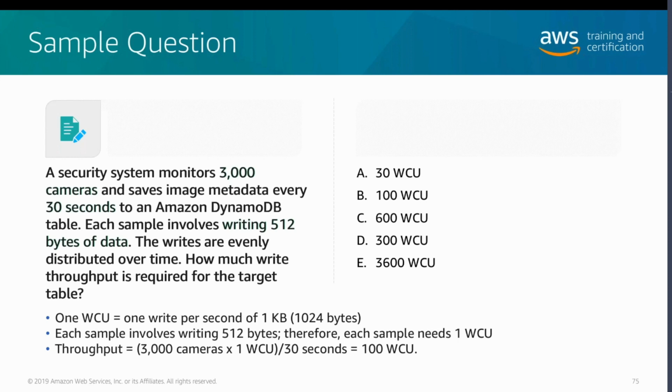Okay, so we are writing 512 bytes of data. That's going to require one write capacity unit to do that. The throughput is, there's 3,000 cameras, so we multiply that by one write capacity unit, so that's 3,000. And we're writing every 30 seconds. So if we take that and we divide it by 30, well, that should give us 100 write capacity units. Okay. So that's how we would figure out the number of write capacity units we would need for that specific DynamoDB table.